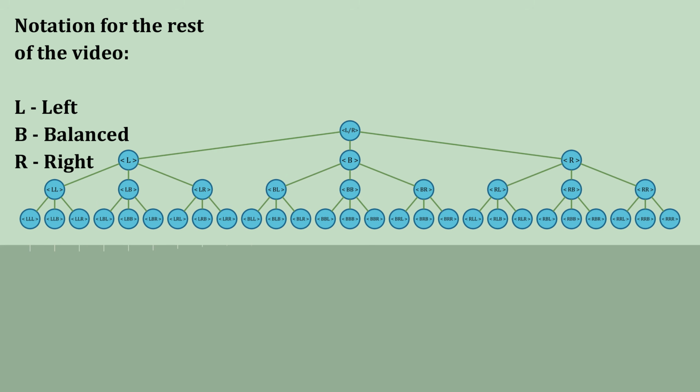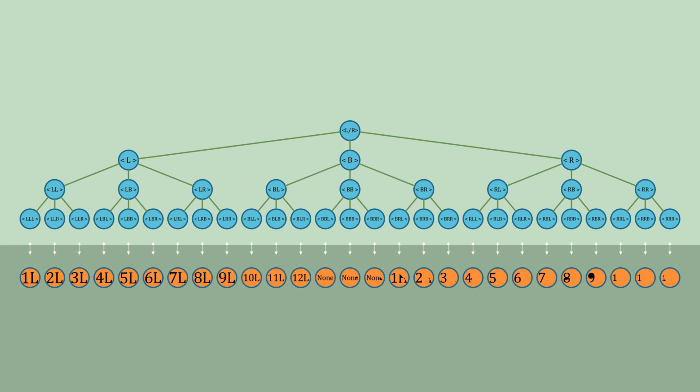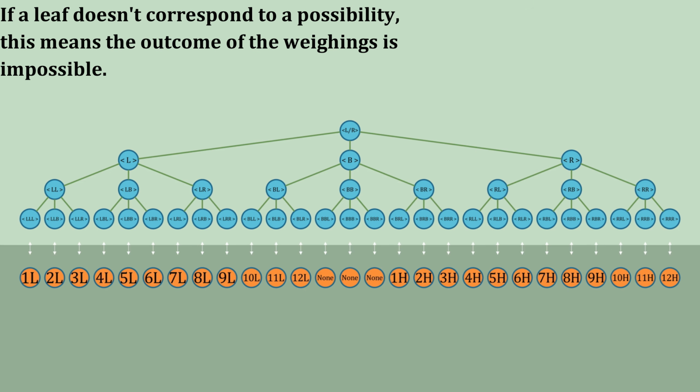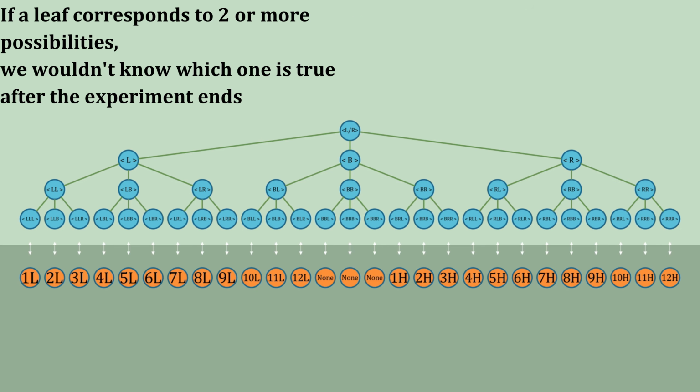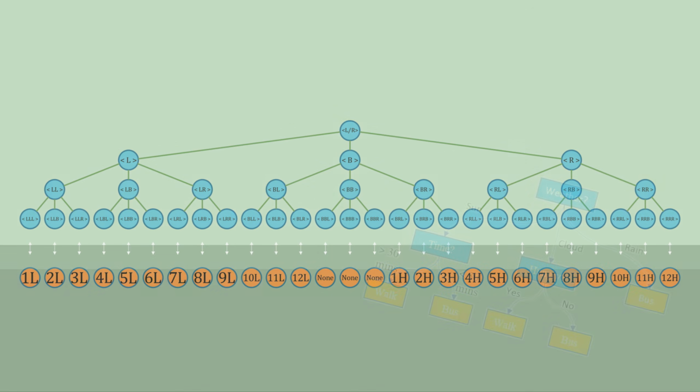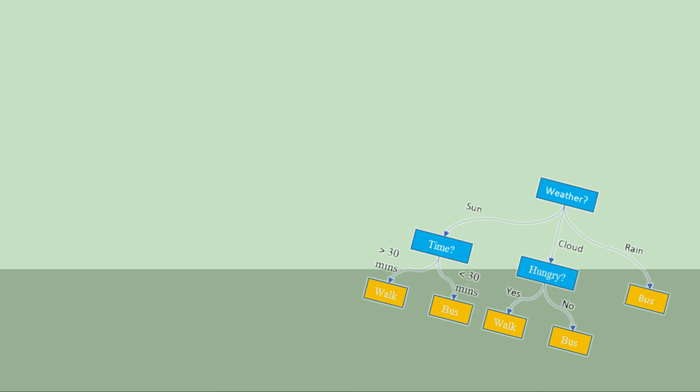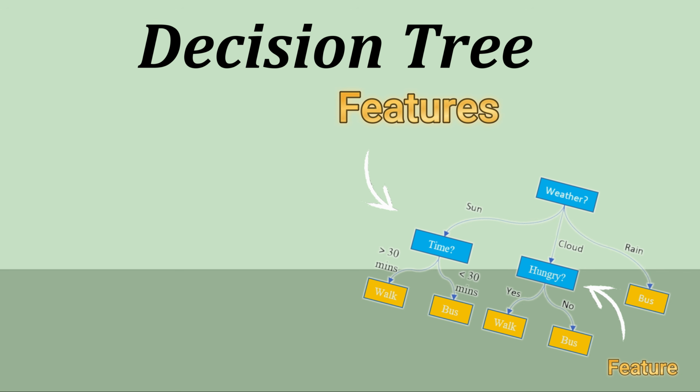If each possibility for the odd coin is represented by a leaf, and no leaf represents more than one possibility, our solution is valid. Otherwise, we could reach a situation where we weigh the coins 3 times and still don't know which possibility is the correct one. This type of tree, where we partition all possible outcomes based on a set of observations and statements, more generally known as features, is what's known as a decision tree.